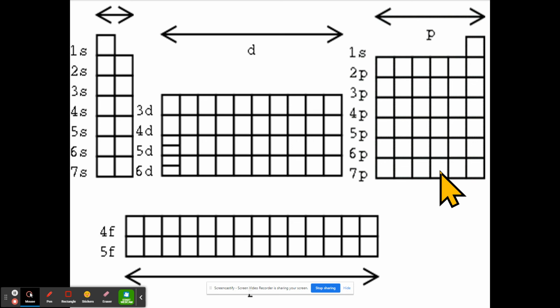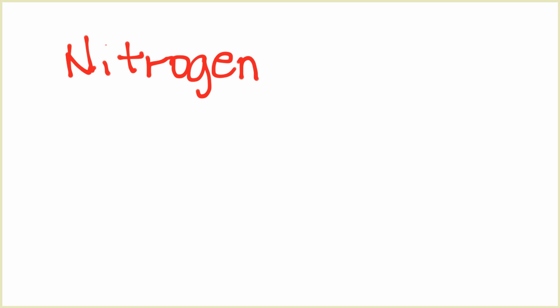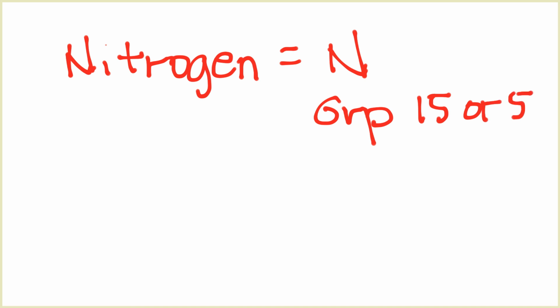For example, let's say you have nitrogen. So look for it on the periodic table. The symbol is N, and then you look up, this one belongs in group 15 or 5A. See it? So you have to look at the group number in the ones place. So what is it? It's a 5, or 5A. Therefore, nitrogen has 5 valence electrons.